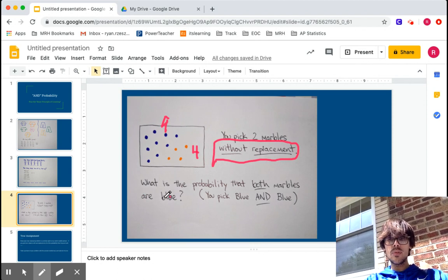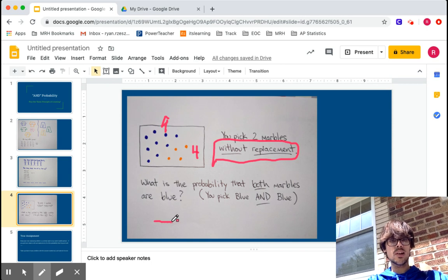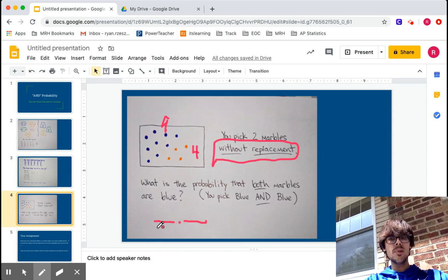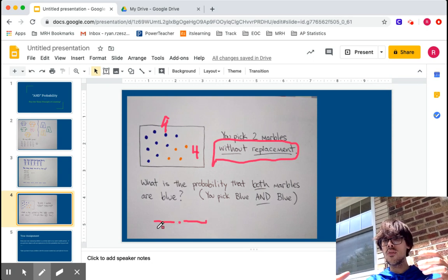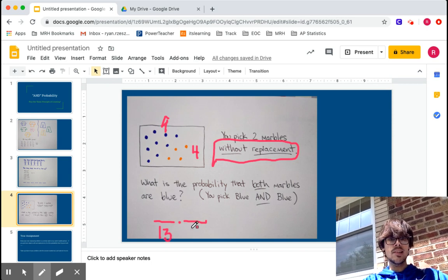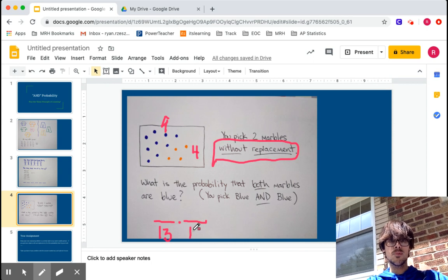So if we think about this for a second, I'm going to make 2 fractions because I'm finding probability, not just the total number of possibilities like the last 2 slides. My denominator is how many options I have. For my first marble that I pick out of that box, I have 13 options. There are 13 marbles in the box. And then once I get that marble, I kind of throw it away. So for my second option, there's only going to be 12 marbles that are left inside that box.